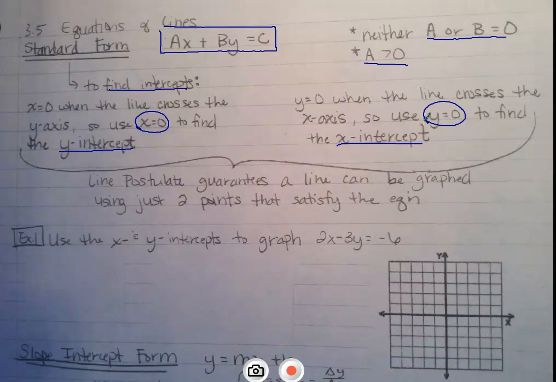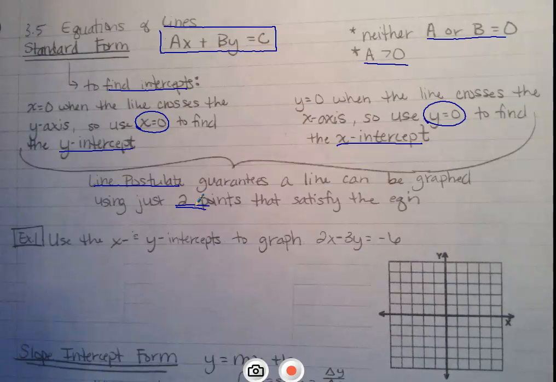The line postulate guarantees a line can be graphed using just 2 points that satisfy the equation. Sometimes we want to use 3 points. I always like to have the third if I can, but technically it can be done with 2, and that's what we're going to practice with these intercepts today.